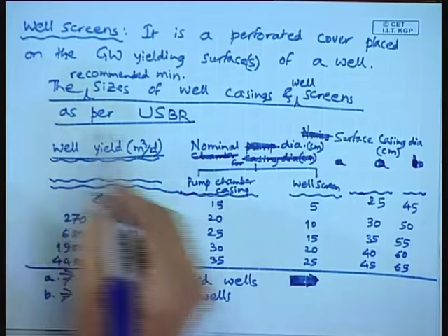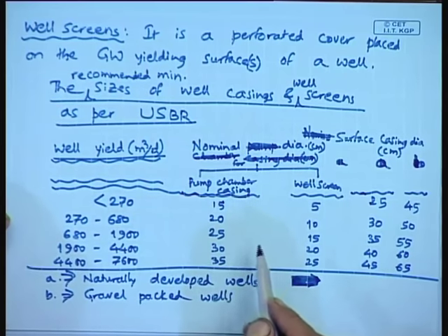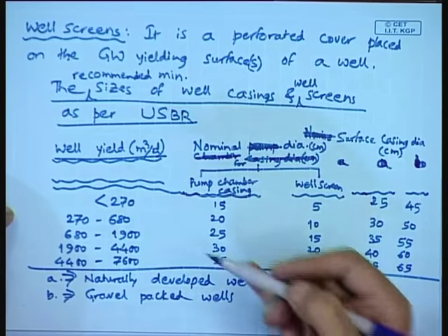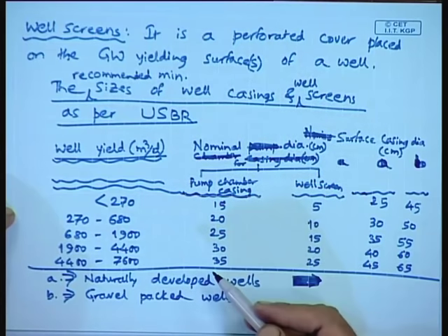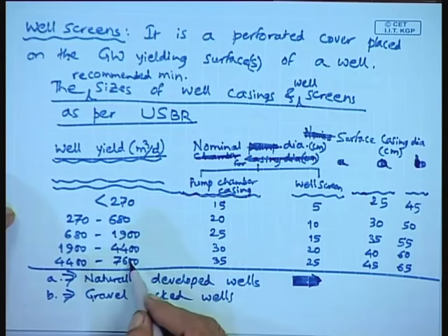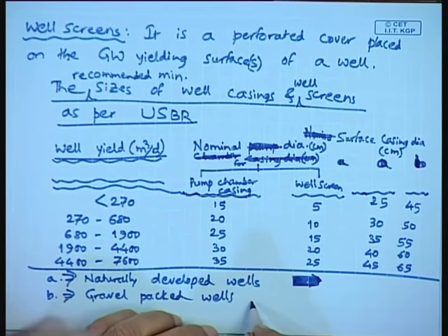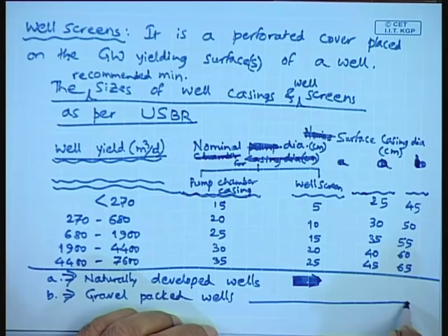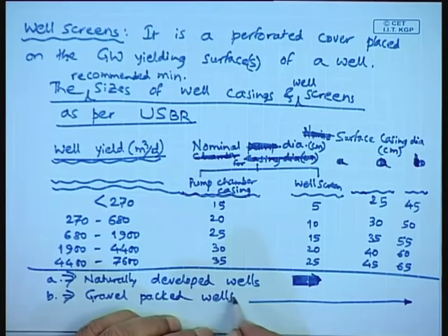So this is taken from the US Bureau of Reclamation, and of course there is the same 5 centimeter gap that goes on. So the next level, here I can represent the various sizes of the well yield. So this is well yield, in meter cube per day.